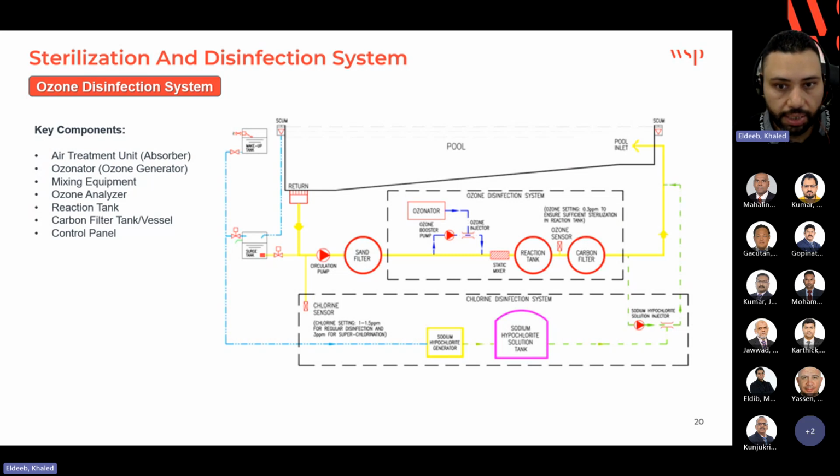The third one is mixing equipment. In the mixing equipment, we ensure proper dissolution of ozone into the water. We use Venturi injectors. We also have static mixers to enhance the ozone transfer to the water. Okay. We have the ozone analyzer. This is number 4.